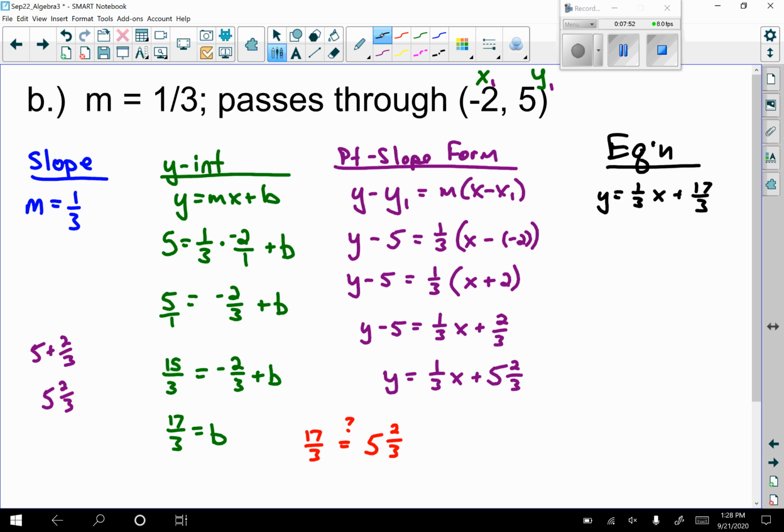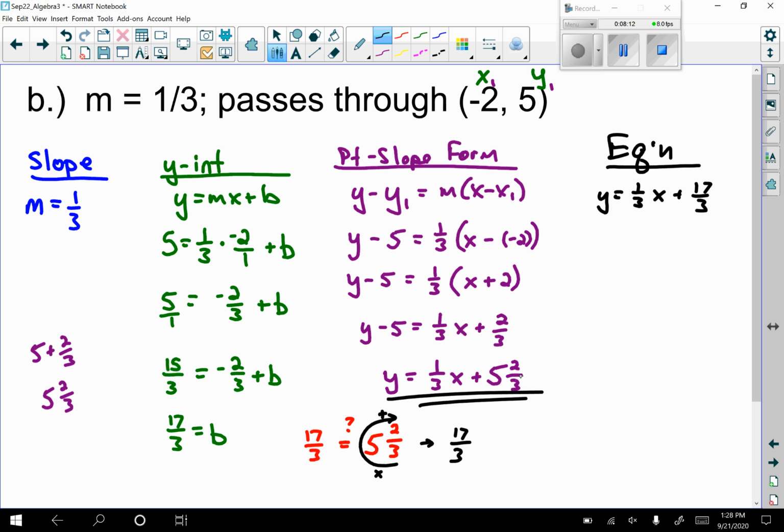So if you guys remember, we could do this one of two ways. We could say, well, 3 goes into 17 5 times, and that's 15, so there's 2 left over. Or if you start at the 3 and work backwards here, you multiply 3 times 5, then you add 2, so that's 17, and then you keep it over 3. So yes, 5 2/3 is the same as 17/3.